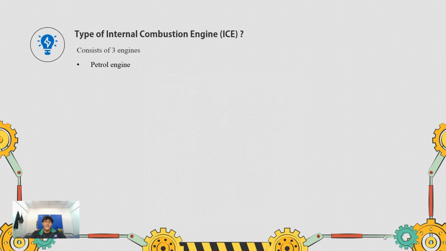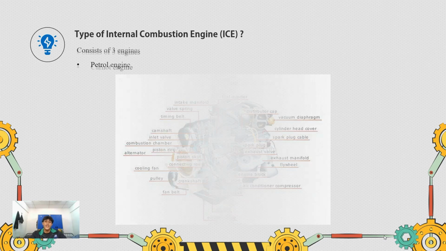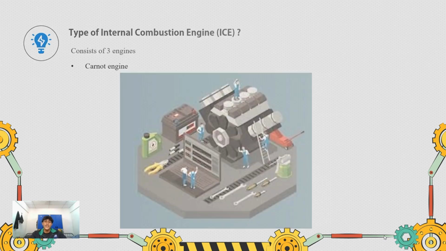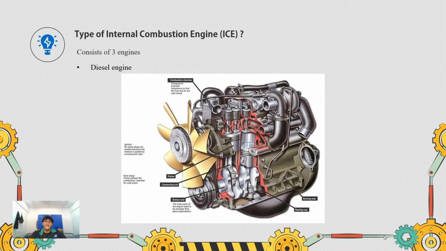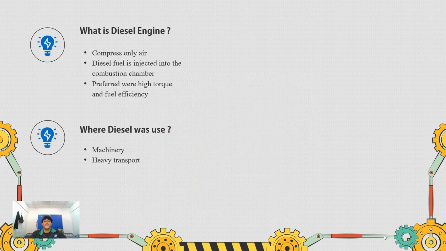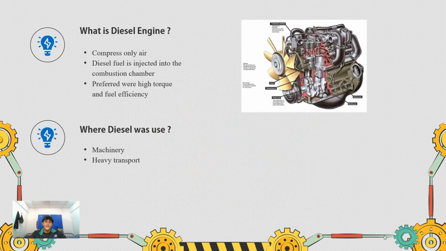The types of internal combustion engine consist of three engines, which are the petrol engine, Carnot engine, and diesel engine. We will be discussing the diesel engine. This is the picture of the diesel engine. It uses compression ignition instead of the spark ignition used in gasoline engines. It only compresses air, and it is highly efficient and durable. It's preferred because of its fuel efficiency and is used in high torque applications.